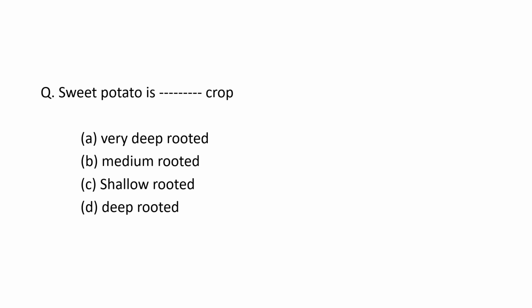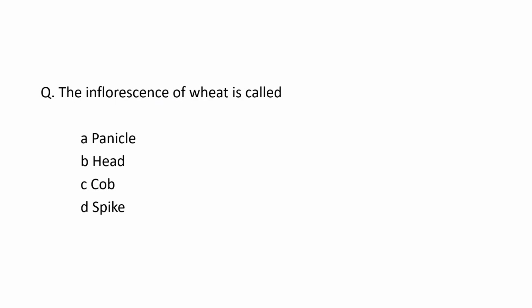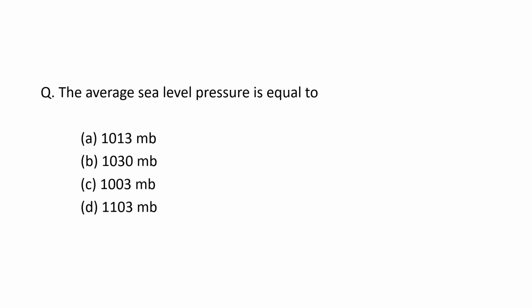Sweet potato is a type of crop. It is a very deep rooted crop. Fruit rot of papaya is caused by, the right option is C, by the pythium. The inflorescence of wheat is known as, the right option is D, spike.